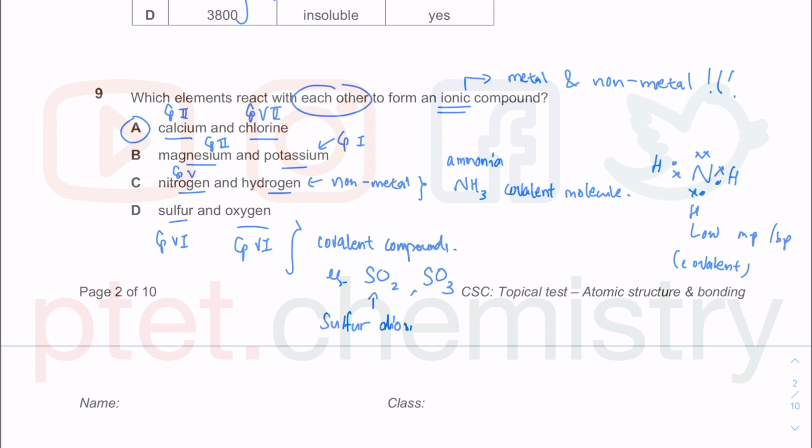Just like carbon dioxide, it has 2 oxygen and 1 sulfur. This, on the other hand, is called sulfur trioxide because it's got 3 oxygen. So obviously we already got the answer there. We could have moved on. I just want you to know what other compounds you can form, but definitely not ionic there, because it's between nonmetal and nonmetal.